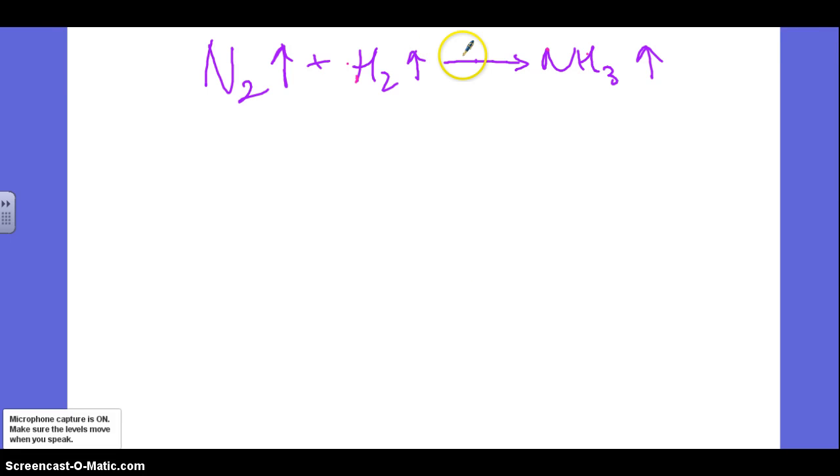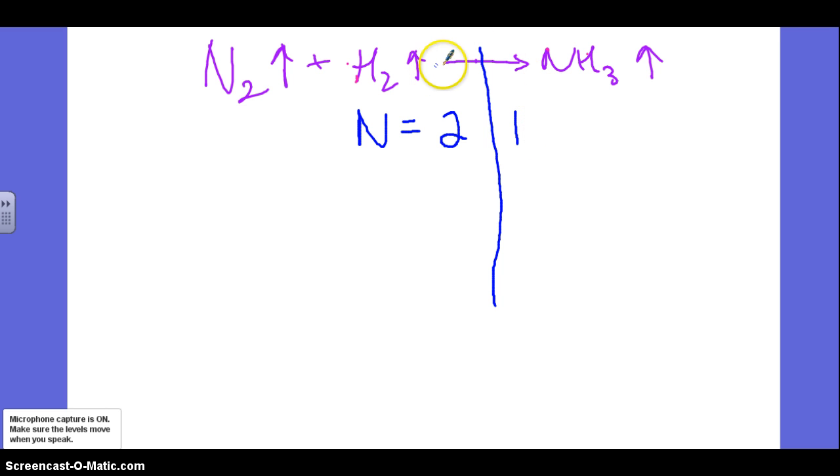Okay, this is how to balance chemical reactions. Here's a reaction: nitrogen gas plus hydrogen gas producing ammonia gas. If we look at both sides of the reaction, on the reactant side we see nitrogen, and there are two atoms of nitrogen on the reactant side, but on the product side, there's only one nitrogen. So that's breaking the law of conservation of matter.